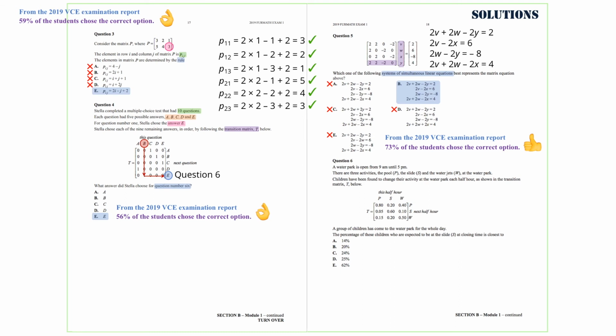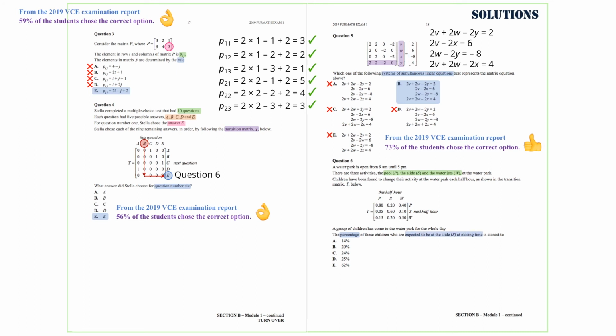Question 6. A water park is open from 9 a.m. until 5 p.m. There are 3 activities: the pool, the slide, and the water jets at the water park. Children have been found to change their activity at the water park each half hour, as shown in the transition matrix T below. A group of children has come to the water park for the whole day.